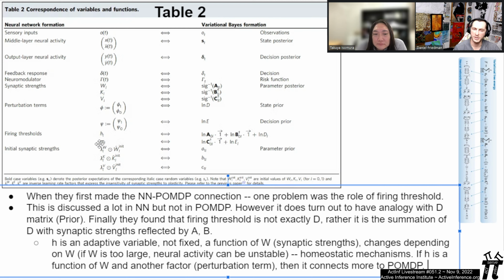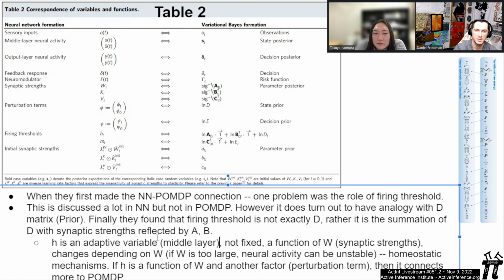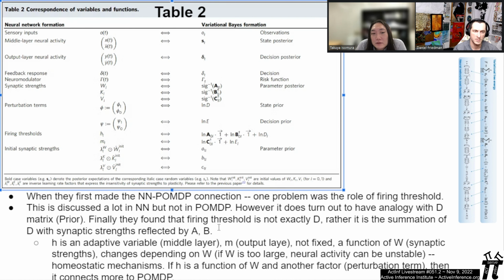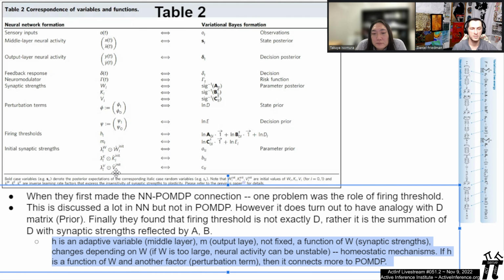What are the H and the M firing thresholds? H corresponds to the middle layer firing threshold, and M indicates the output layer threshold, which are different variables. And interestingly, H corresponds to prior expectation about hidden state, because it corresponds to the cognitive layer, and M corresponds to prior belief about its own action, because it is a bias in the action layer.